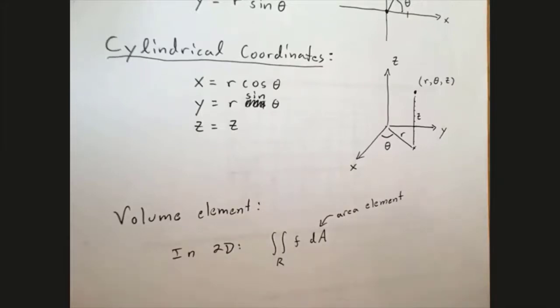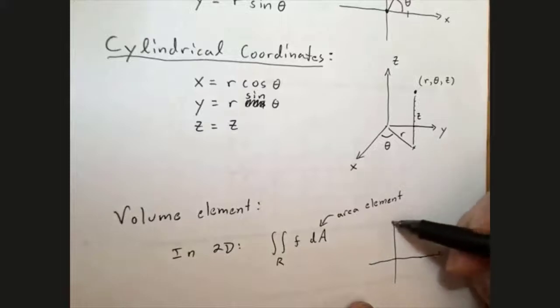So when you integrate a function like this, you end up getting the volume underneath the function, because you're multiplying the height of the function times the area, and that gives you a volume under the function. But we need to talk about what this area element is, and we talked about that.